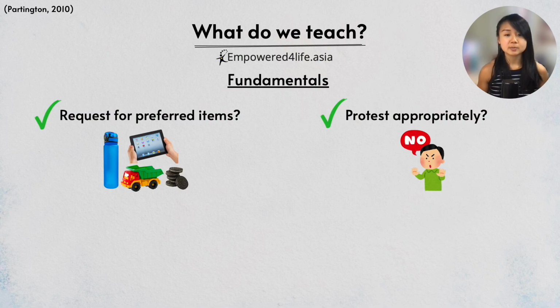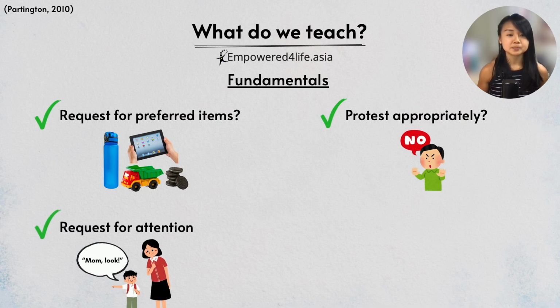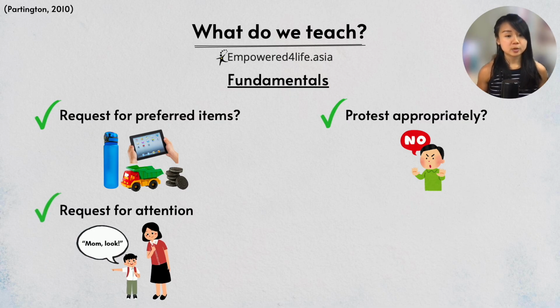Next, is your child able to protest appropriately? Is he able to say no to things that he doesn't want? Or is he able to tell somebody, go away, or I want to do it myself, instead of using his behavior to express what he doesn't like? Next, is he able to request attention? Is he able to say, Mommy, look? I have a lot of students who would start to throw things out of the window or perform behaviors that are really unexpected just to get the parents to look at them and then give them the negative attention. So we want to reduce that as well.